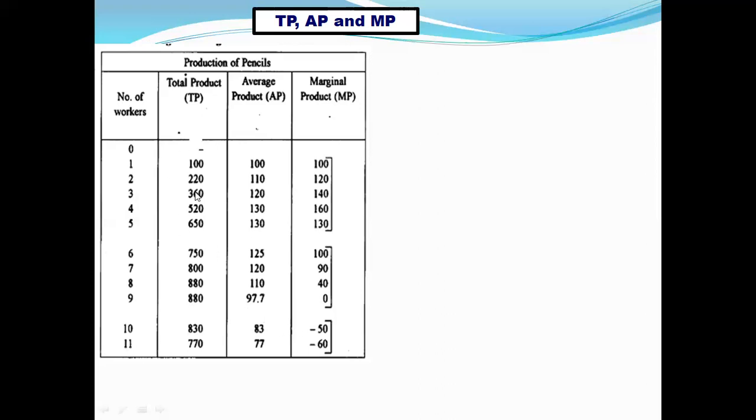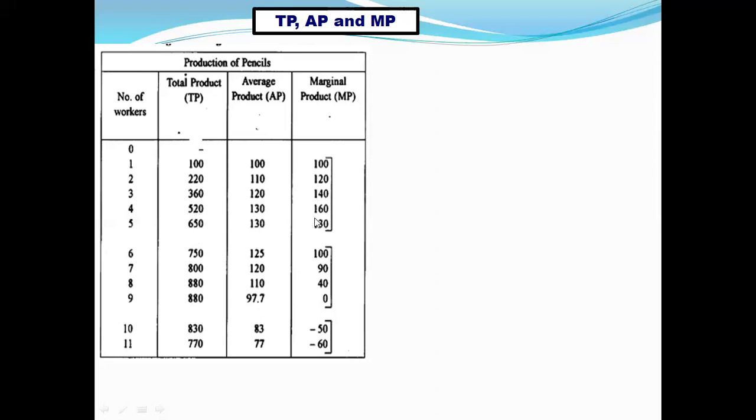In order to see whether total product is increasing at an increasing rate or decreasing rate, we will refer to the MP column. Here we can see MP, that is the change in total output because of an increase in 1 unit of labor, is rising. That is, MP is rising from 100 to 120, 140, 160. So till the 4th unit of labor, MP is rising because the change in total output is increasing. So till the 4th unit of labor, TP is increasing at an increasing rate, from 100 to 220 to 360 to 520 to 650.